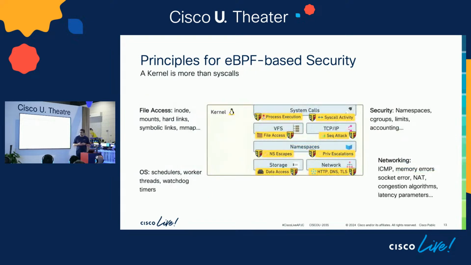Another one is, keep in mind, eBPF is more than just system calls. Many people think it's just Linux system calls, things like file directories, but it can also be things like file access, any type of operating system functions like worker threads or schedulers, things like cron jobs, security things like namespaces, changes to groups and accounts, and of course, networking. We'll take a look at some of the networking stuff related to it as well.